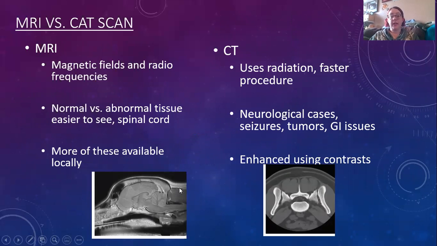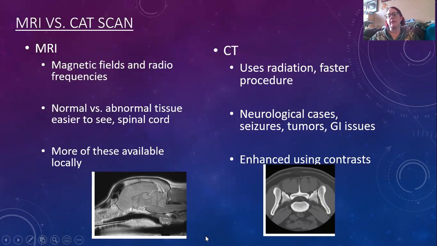As we do other modalities of advanced imaging, MRI versus CAT scan. MRI is going to utilize magnetic fields and radio frequencies. This is going to allow us to see normal versus abnormal tissue a little easier, and this is best used on the spinal cord. We usually will find more MRIs, locally here at least, MRI is more readily available.